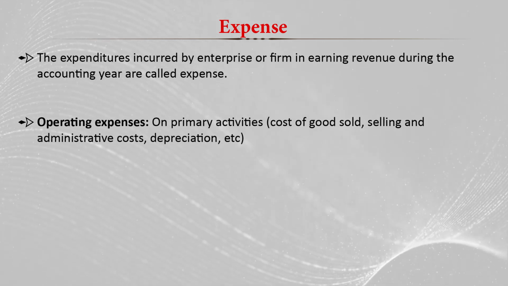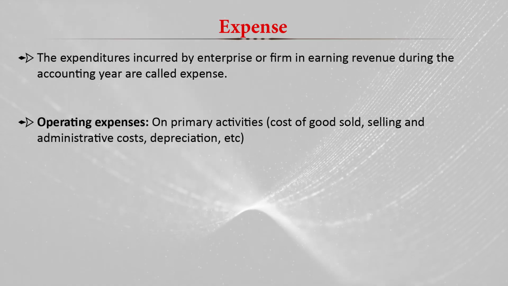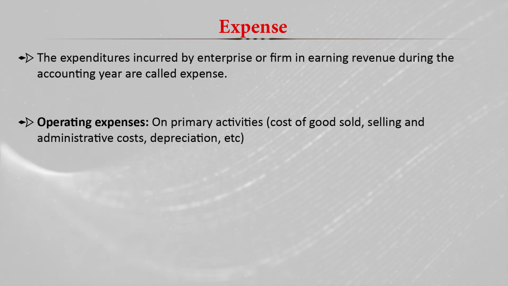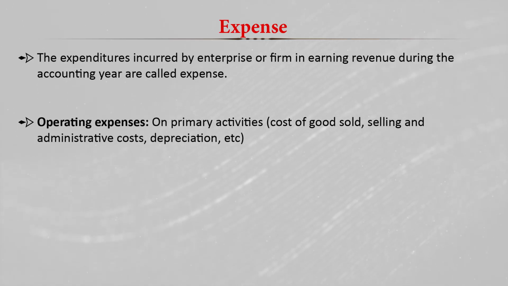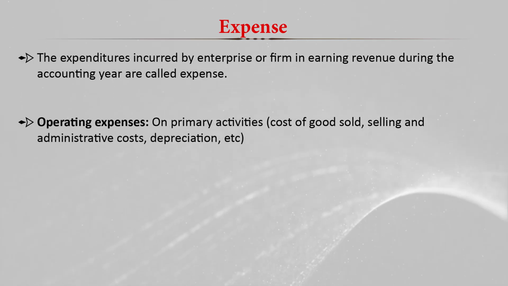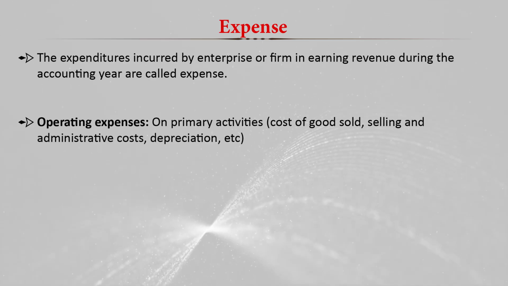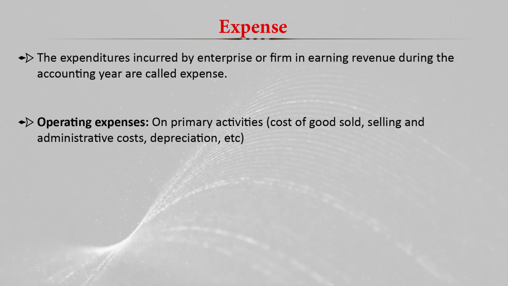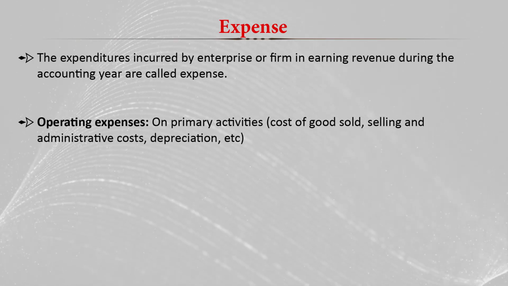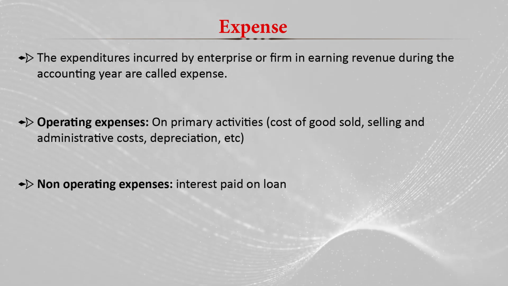Then selling and administrative costs, the marketing costs, and some fees paid to marketing organizations or commission agents are also part of the operating expenses. Depreciation is also included here, because if you are using some machinery and there is wear and tear on the machinery, we have to include that in the operating cost. Then we have the non-operating expenses, like interest paid on a loan.